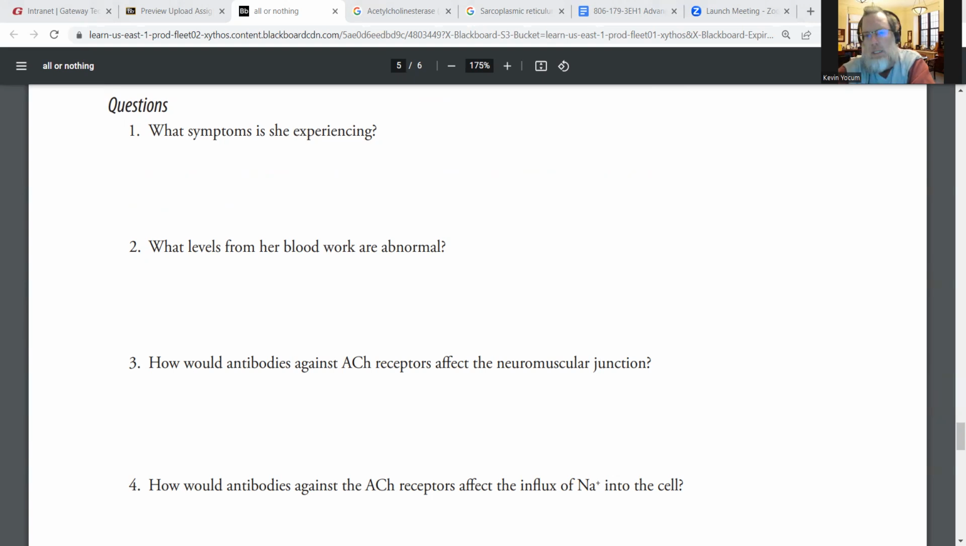So number three, how would these antibodies against acetylcholine affect the neuromuscular junction? Well, they're going to inhibit the ability of these receptor sites to actually receive acetylcholine. Remember, acetylcholine receptor sites are going to be on the surface of that muscle membrane, right? The muscle fiber or muscle cell. Okay, we call that the postsynapse. That's where, again, acetylcholine stored in the presynapse of the nerve gets released and then travels to the postsynapse of the muscle.